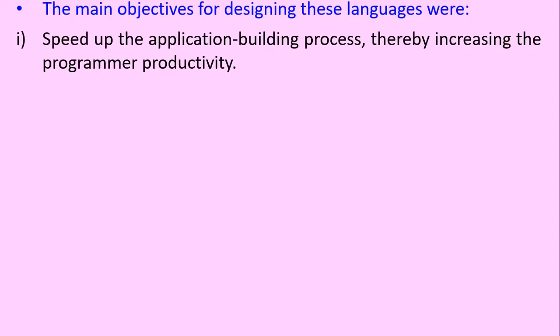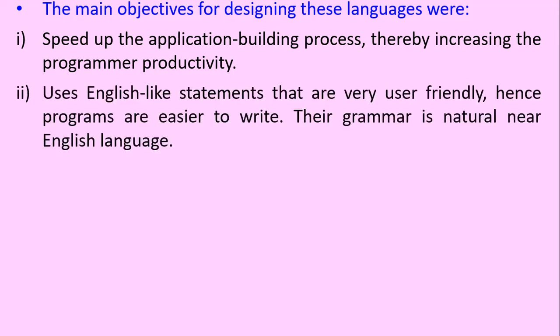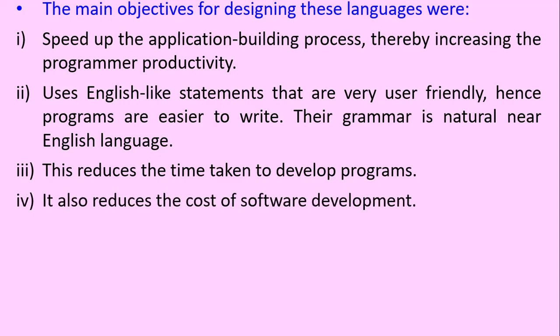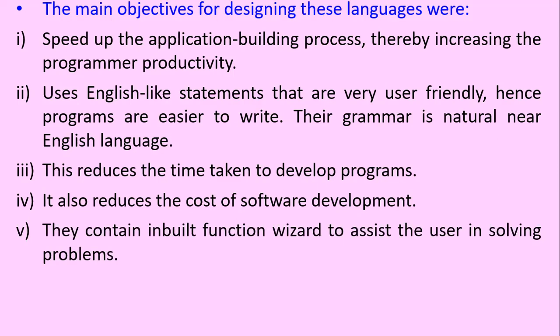The main objectives for designing these languages were, number 1, to help speed up the application building process, thereby increasing the programmer productivity. Secondly, it uses English-like statements that are very user-friendly, and therefore, the programs written in 4th generation language are easier to write. Their grammar is natural, near English language. Number 3, this reduces the time taken to develop programs. Number 4, it also reduces the cost of software development. Number 5, they contain inbuilt function wizards that assist the user in solving problems.